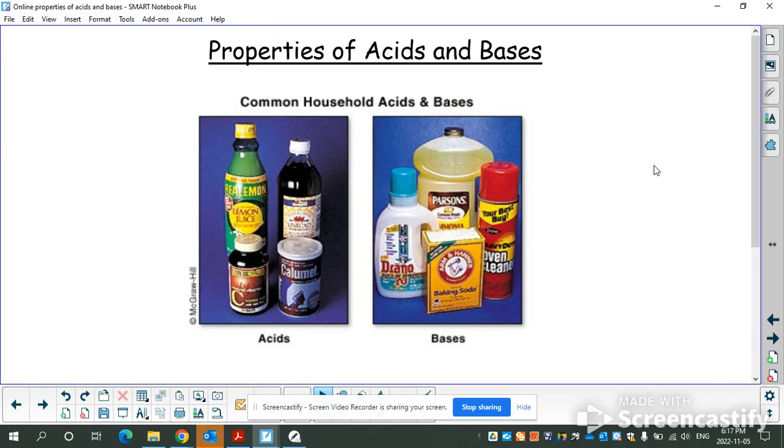Today we're going to talk about properties of acids and bases. Common household things we use all the time. On the acid side, you'll see things like lemon juice and vitamin C. On the base side, a lot of cleansers plus baking soda. These are very common things and you've heard of them before.